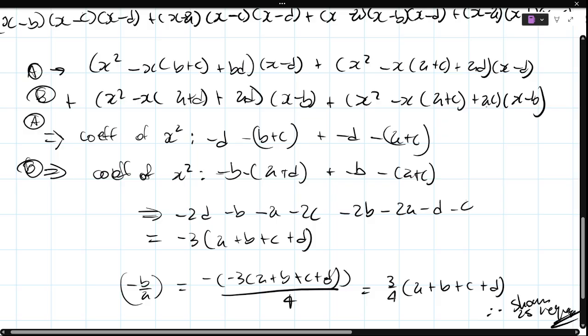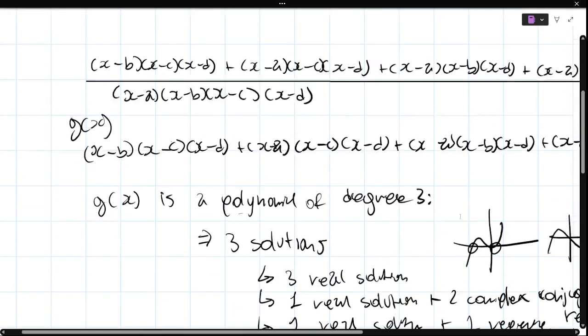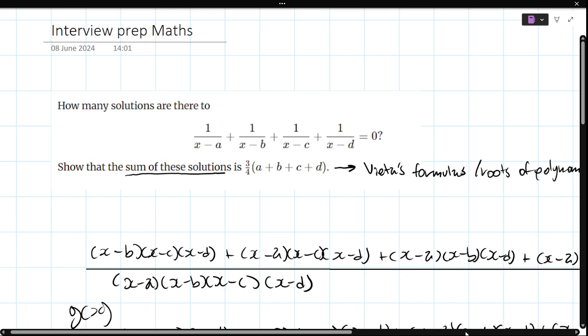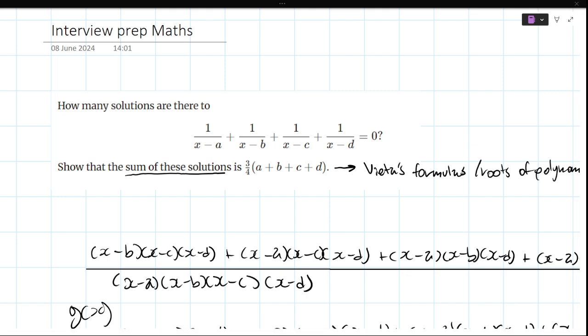Very nice problem. I very much enjoyed it, and it's a very interesting one if you want to look at the very basics of algebra and Vieta's formulas. But yeah, I really enjoyed doing this.